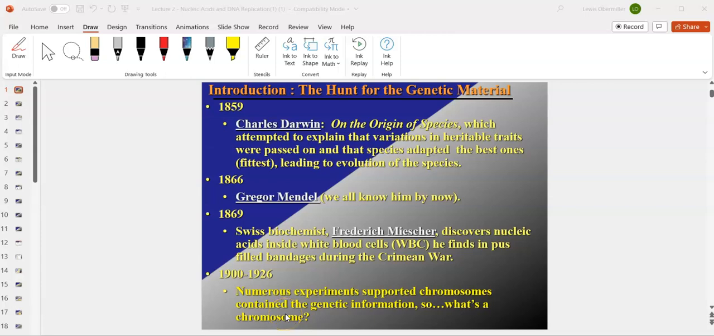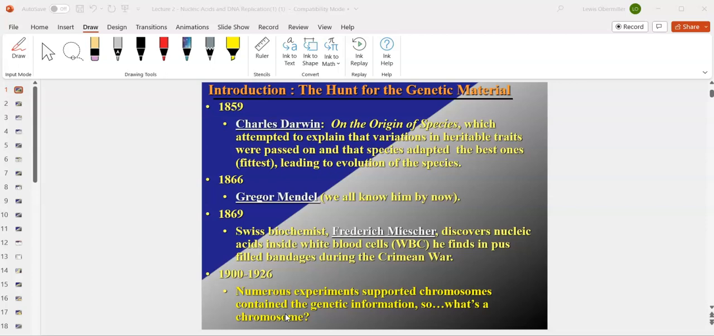Okay, class. So these are the PowerPoint slides for the lecture two PowerPoints. I'm going to break this up into lessons, just like I did for the lecture one PowerPoints. So this set of PowerPoints goes over DNA and the nucleic acids. So just a little introduction.